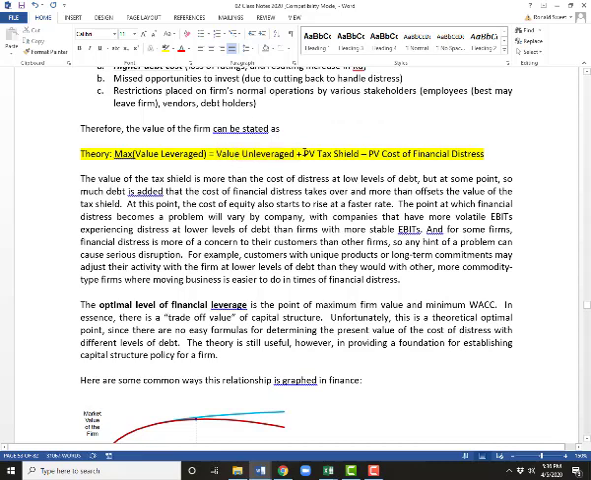But then you want to bring in the capital structure, which is to maximize the tax shield, but don't go so far that you start destroying the firm with financial distress costs. So if the tax shield is more than the cost of distress, you can keep going, add a little more debt. But once the cost of distress, the cost of potential bankruptcy, starts overtaking the tax benefit of debt, you've gone too far and you need to stop.